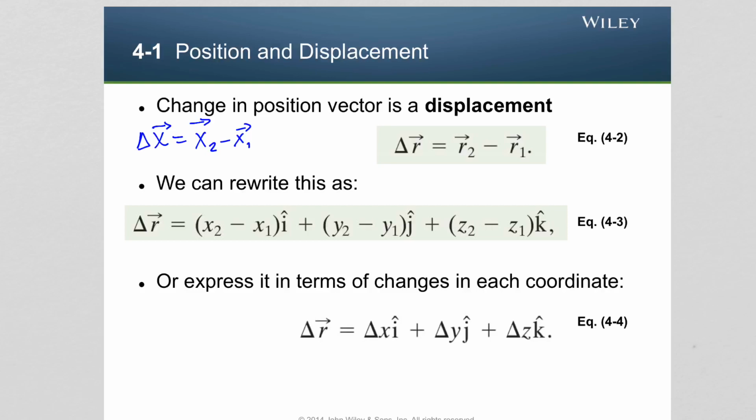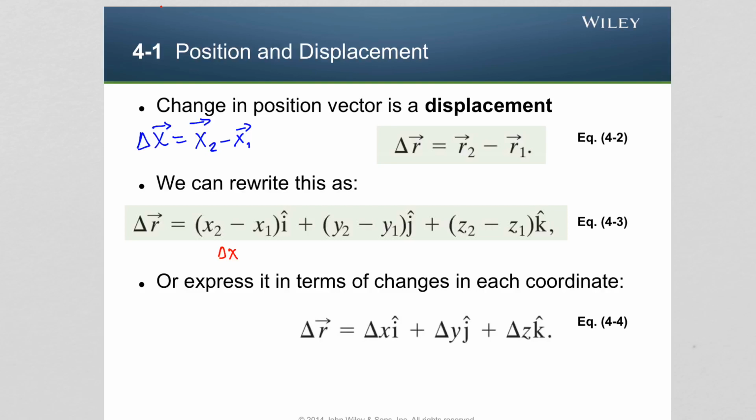So how do we find the displacement vector using the components of the 2 position vectors? Well, simply we are going to subtract the x components of the 2 position vectors, the y components, and the z components of those vectors. And so the difference in x components i hat is the x component of the resultant vector, so we can call it delta x.